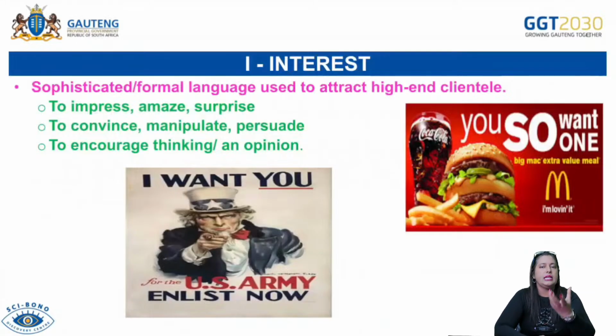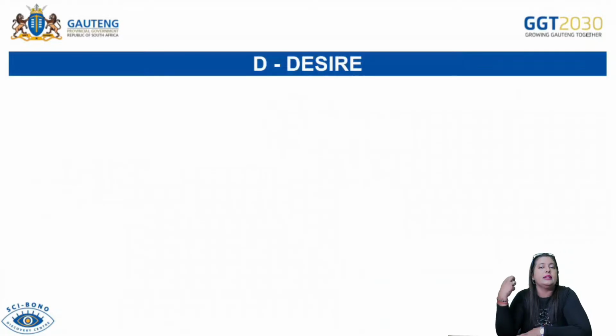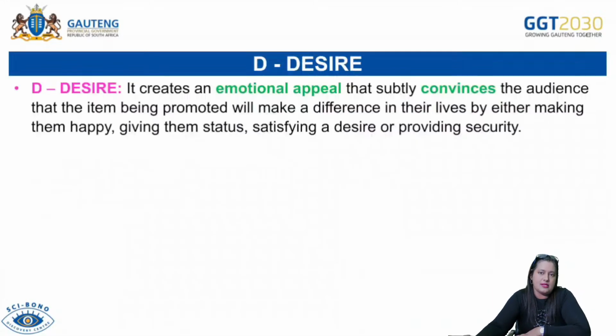And then if you look at the image of the finger pointing at you, it means that you, the person that's looking at this advert, the person that is listening to this particular lesson, is being targeted. All right, so that is how we are working with interest. They're keeping you curious to want to go further. Then we've got the next part, which is desire.